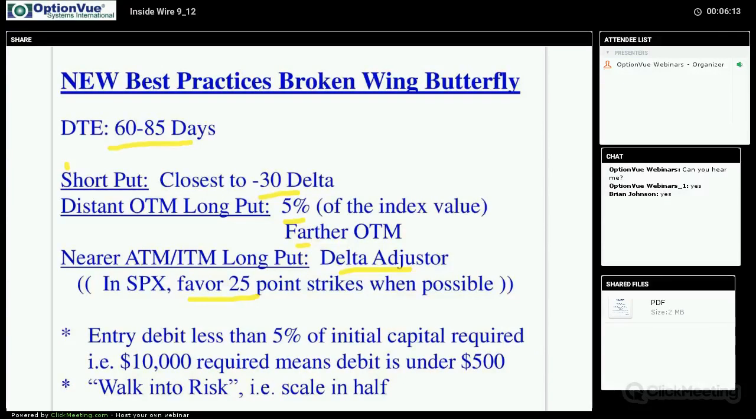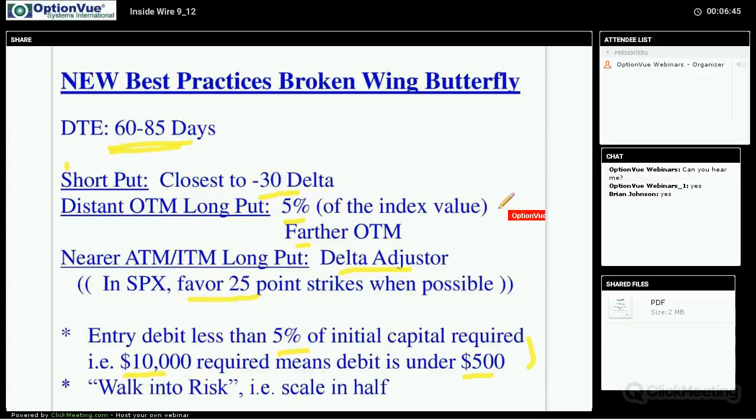When we do this and it turns out to be pretty much right at a delta of around 0, typically what you'll find if you're in this days to expiration range is that your entry debit should be less than 5% of the initial capital required. So in other words, if your initial capital is around 10,000, the debit would be under 500. All right, and that's what you'll typically find. That's one parameter. That's what the road trip uses.